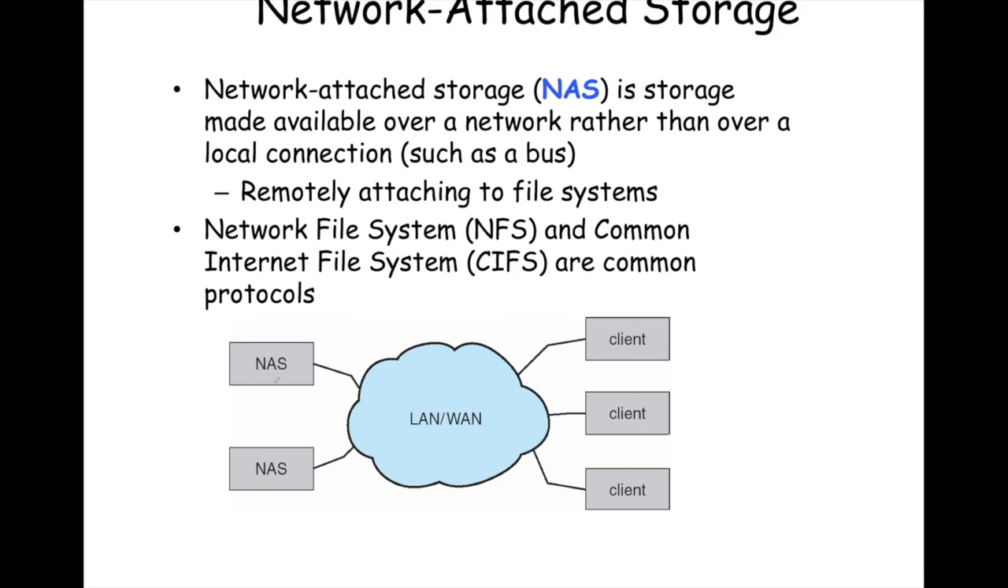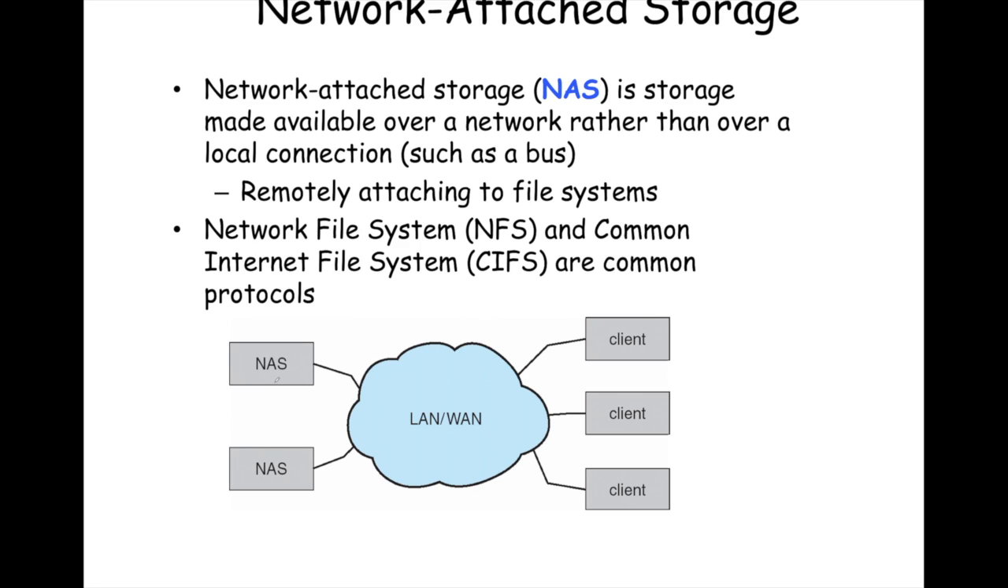And so NAS, network attached storage, was developed to integrate everything into one system instead of having two separate communication domains, one for storage and one for application networking. And so network attached storage is a type of storage made available over a network instead of a local connection, like a high-speed system bus like fiber channel. And so this allows you to remotely access file systems. And two very popular methods for network attached storage are NFS, Network File System, which was created by Sun Microsystems, and Common Internet File System, or CIFS. And these are still very popular today.